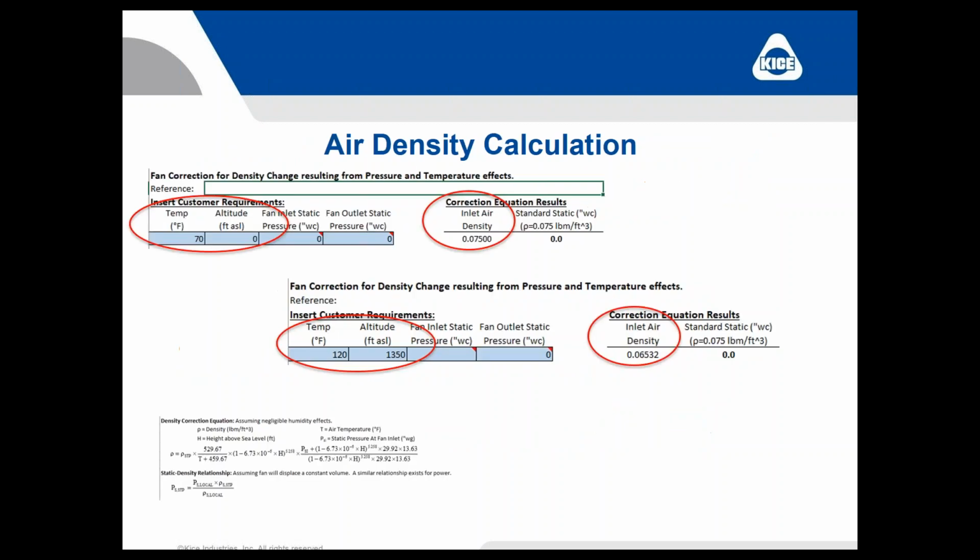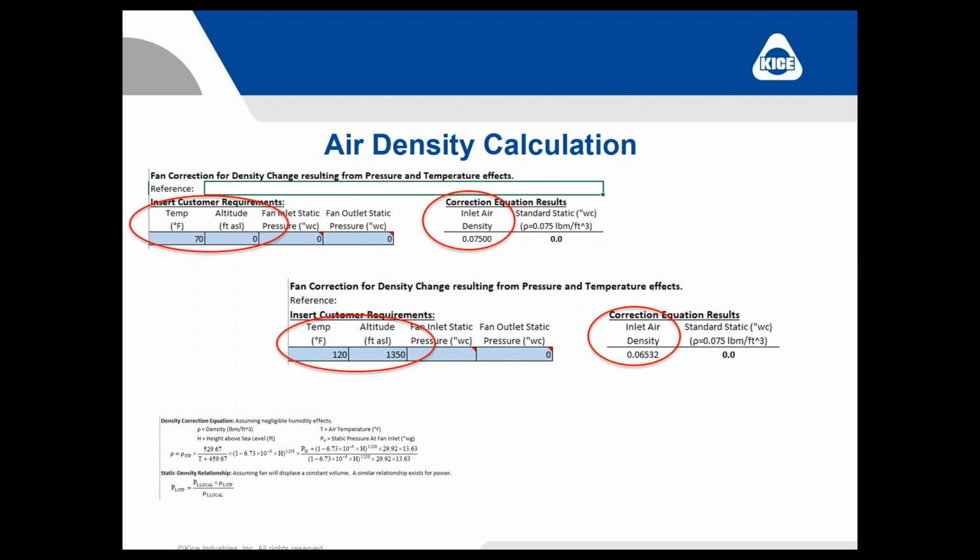So with all those numbers, I'll move to this screen. We utilize a sheet that helps us determine air density correction factors. If I input in my spreadsheet, and you can get these online, I'm sure, a 70-degree temperature, 0 feet, my inlet air density is 0.075 pounds per cubic foot of air. That's what that air weighs.